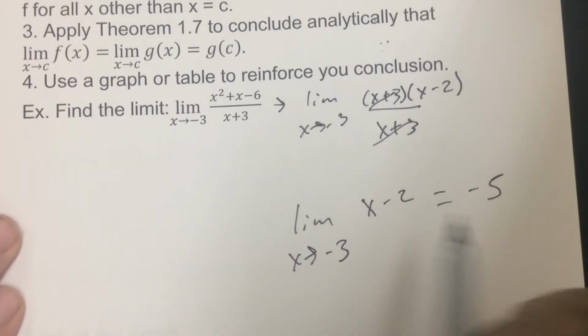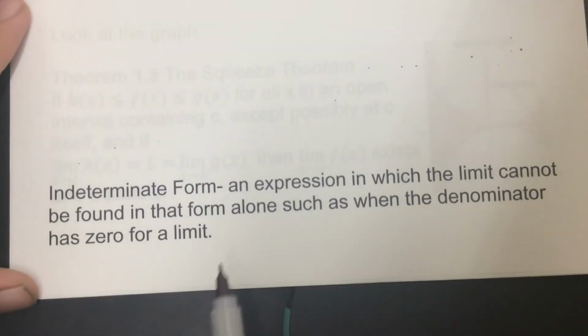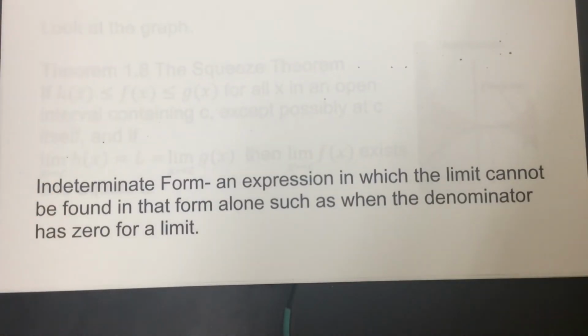Okay. So what we've had on these last two here is we can't tell if there's a limit with how it is. That is called indeterminate form. So if it cannot be found with the form that we have, it's called indeterminate form. What we're going to try to do is make it into a determinate form by factoring it out usually.